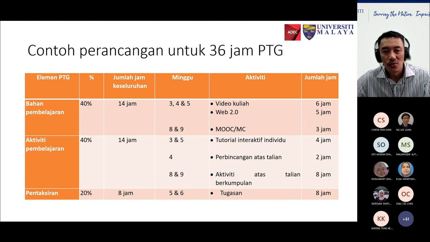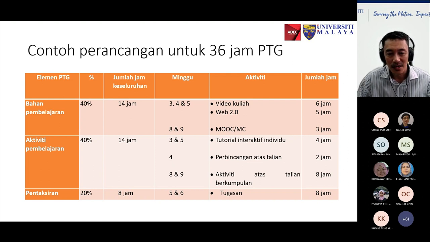Let's drill down to the 36 hours of PTG that we designed just now. We know that the percentage is 40-40-20. You can actually change that and differentiate the resources and activities to different percentages. But for this exercise and for the start of our PTG journey as a university, I would suggest that we first stick to 40-40-20, because that would make it easier for people to understand and develop their PTG components. So from calculation, the hours for learning resources is 40, the hours for learning activities is 40, and the assessment is 8 hours.